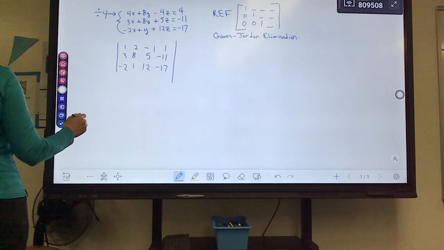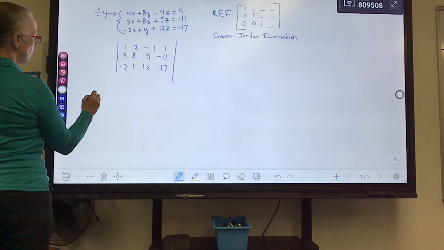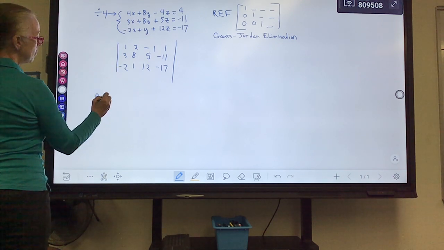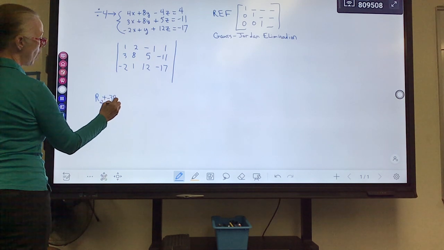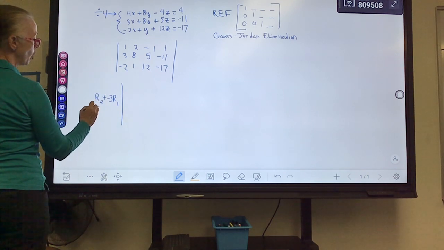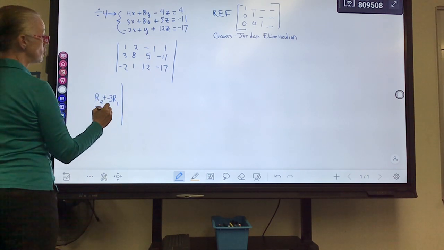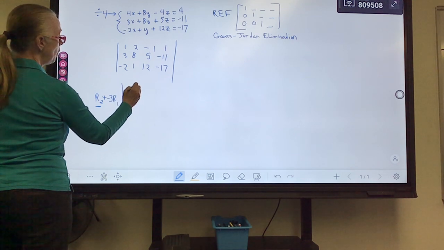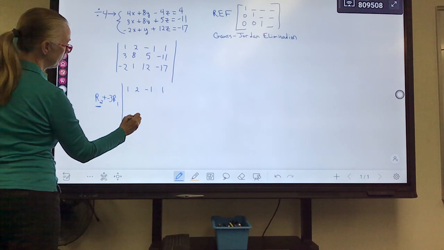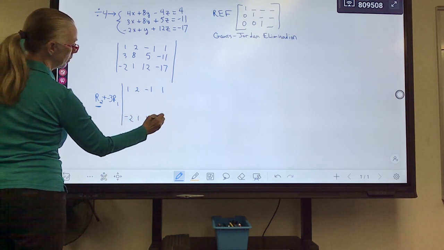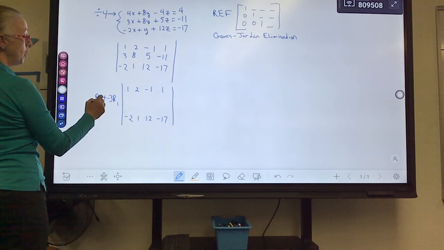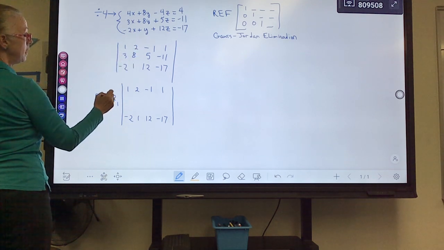And to do that, I'm going to change row 2. That's where I want my 0. And I'm going to add it to negative 3 times row 1. So notation-wise, I'm saying that I'm only changing row 2. That's the only row that's changing. And so I'm going to leave row 1 the way it is. I'm going to leave row 3 the way it is. And I'm going to go about changing row 2 by multiplying row 1 by negative 3.